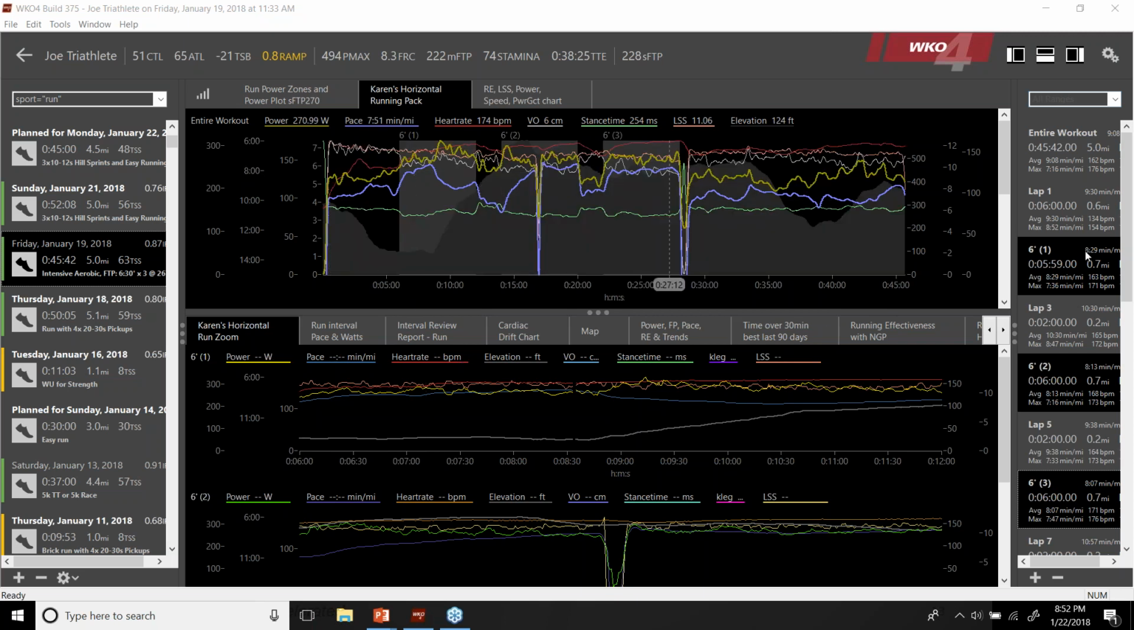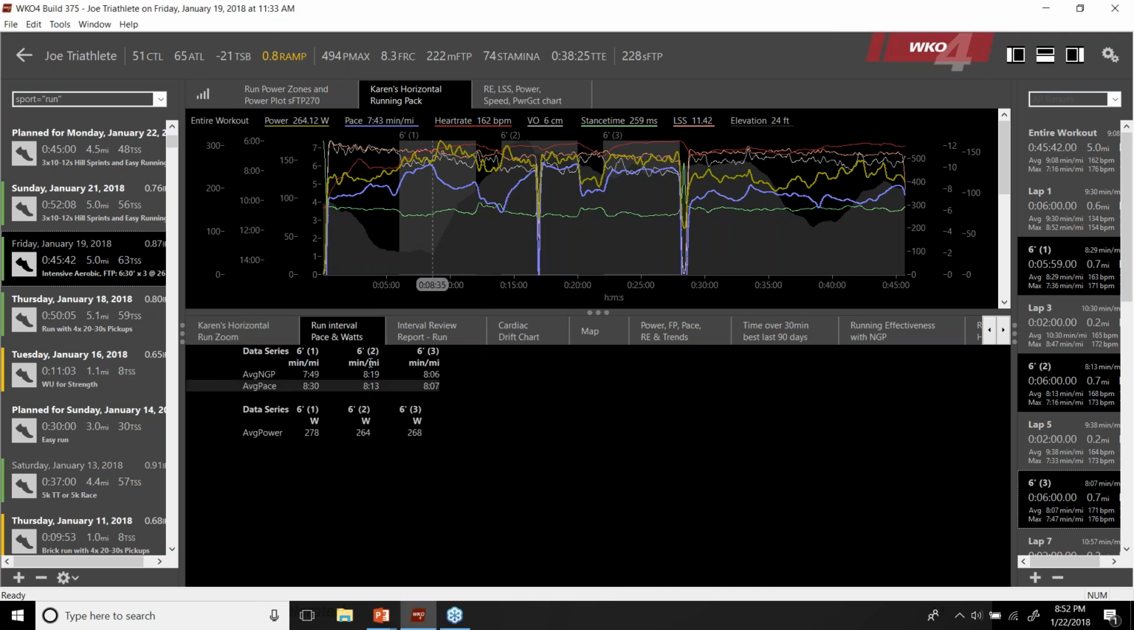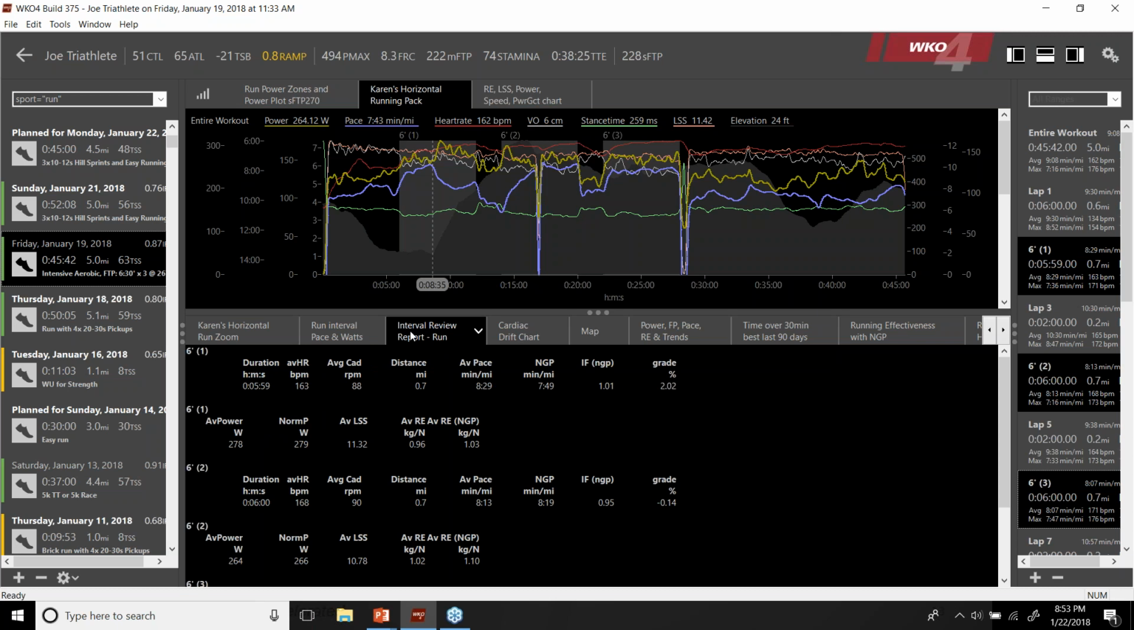So Joe was doing some 6-minute intervals, and I just like to highlight those intervals. And then let's get some basic information. This is the quick and dirty. What were the paces? What were the watts? What was the average normalized graded pace? What was the regular pace? What was the average power? We can get a lot more information with the interval review report.